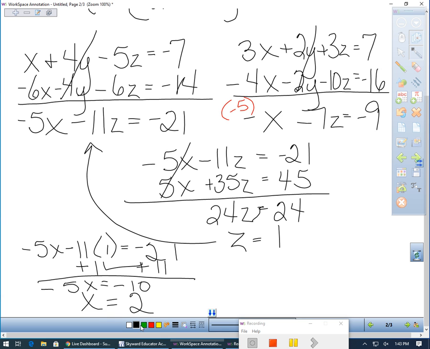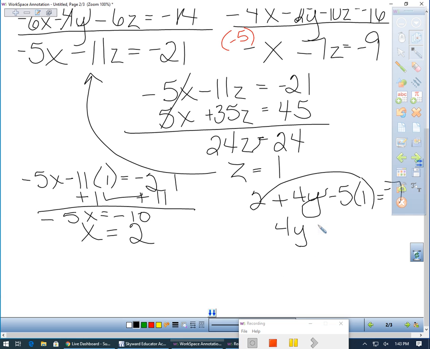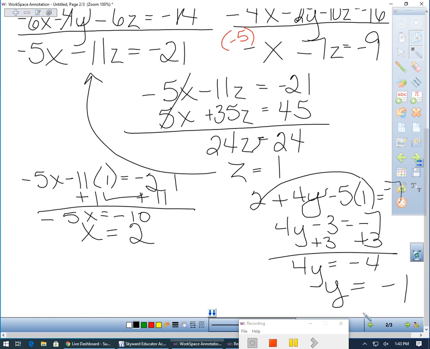Now what do I do? Yeah, you're going to take your x and your z, plug them back into one of the originals. Very first one? All right. In the first one, we had x, which is 2, plus 4y, minus 5z. So minus 5 times 1 equals negative 7. 2 and negative 5 is a total of negative 3, right? All right, so I have 4y minus 3 equals negative 7. Add 3 to the other side. 4y equals negative 4. So what does y equal? Good. All right, so how do I write my answer?